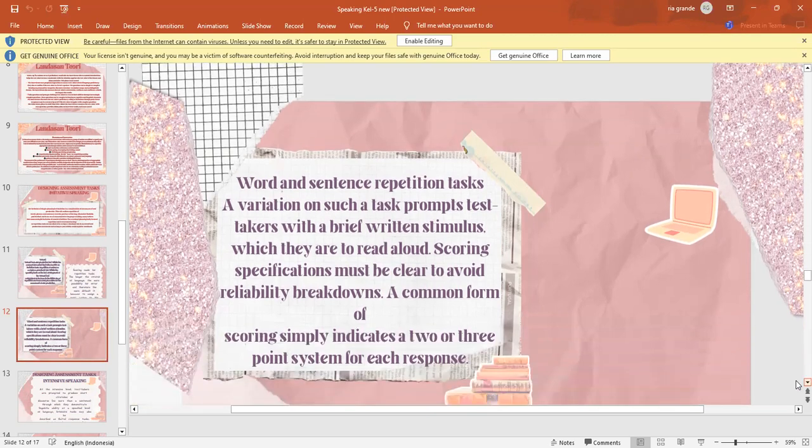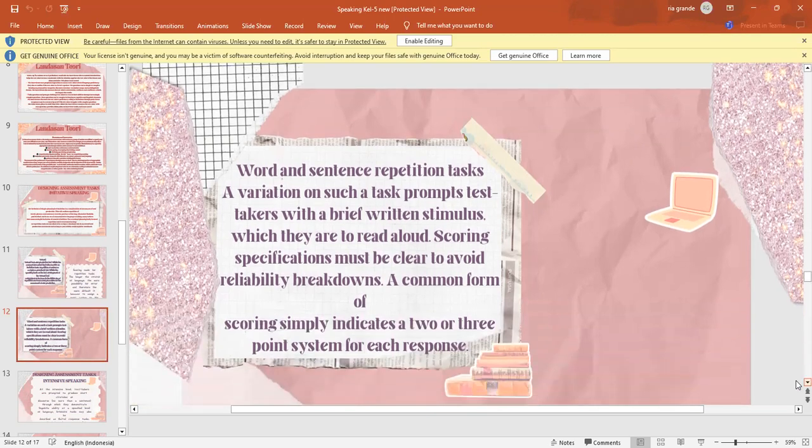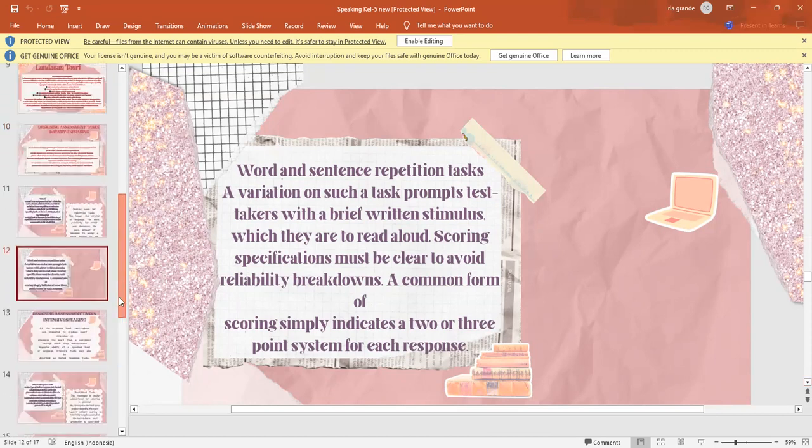And the last one is a word and sentence repetition task. A variation on such a task presents test takers with a brief written stimulus, which they are to read aloud. Scoring specifications must be clear to avoid reliability breakdowns. A common form of scoring simply indicates a 2 or 3 point system for each response. And the next slide will be explained by Restu.